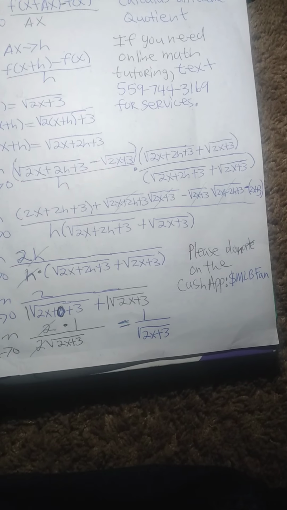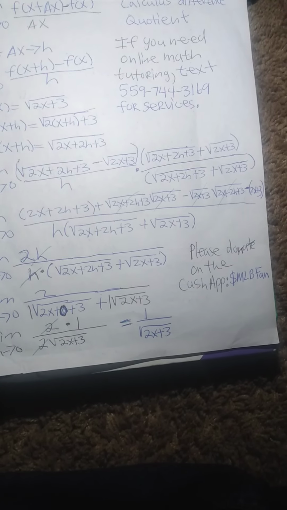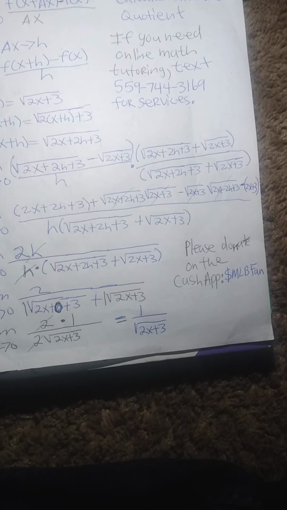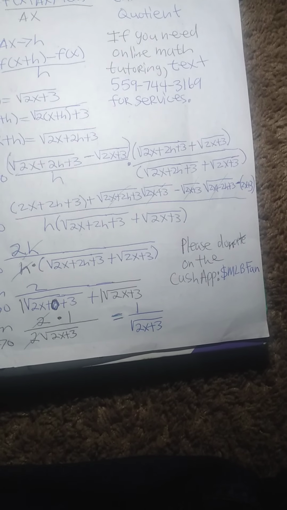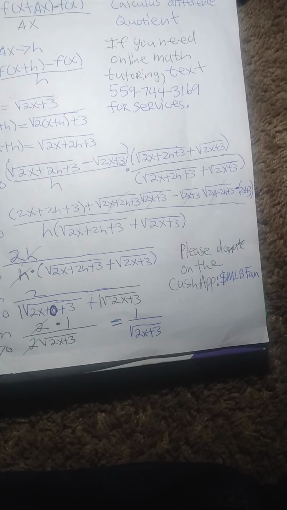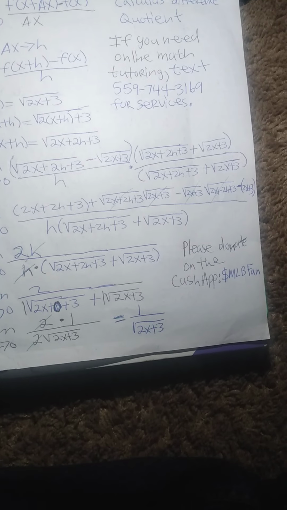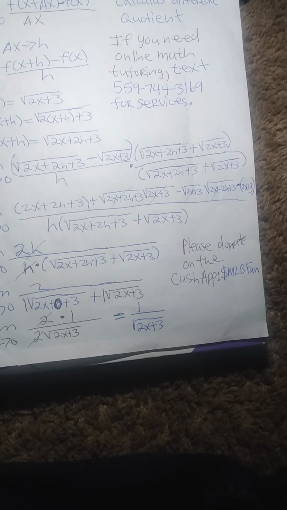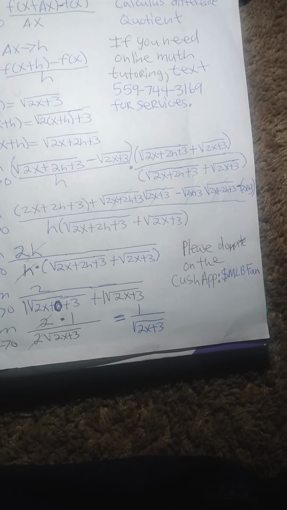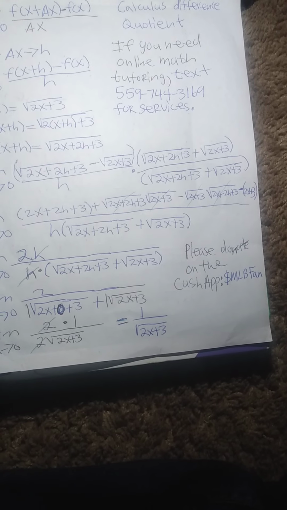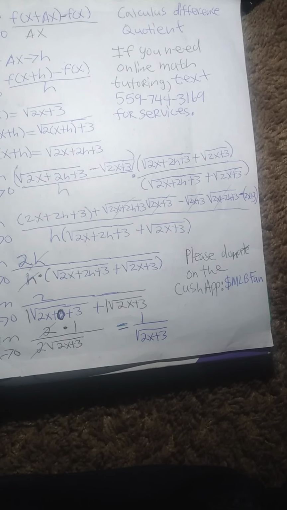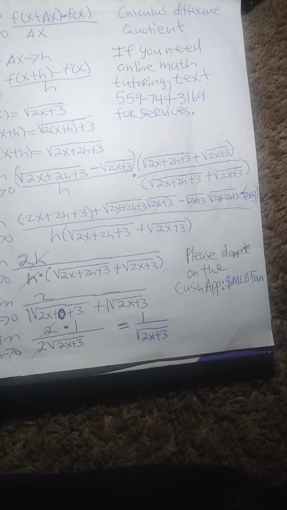And so that will leave us in a numerator with 2x plus 2h plus 3 minus 2x plus 3. And so 2x minus 2x will cancel out, and 3 minus 3 will cancel out. So the only thing left in the numerator now is 2h, divided by h times the square root of 2x plus 2h plus 3 plus the square root of 2x plus 3. And the h will cancel out in the numerator and in the denominator.